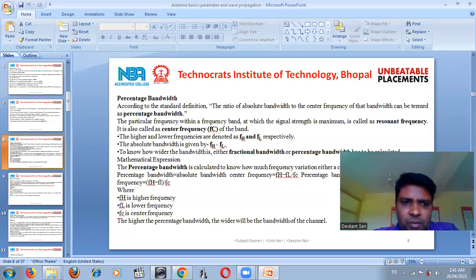How to calculate the percentage bandwidth? Percentage bandwidth is calculated by the ratio of the absolute bandwidth to the central frequency, that is equal to fH minus fL upon fc.